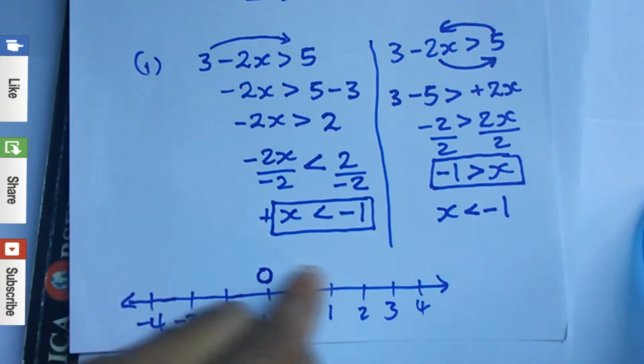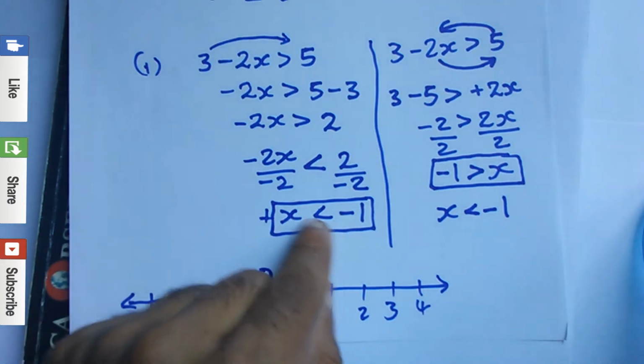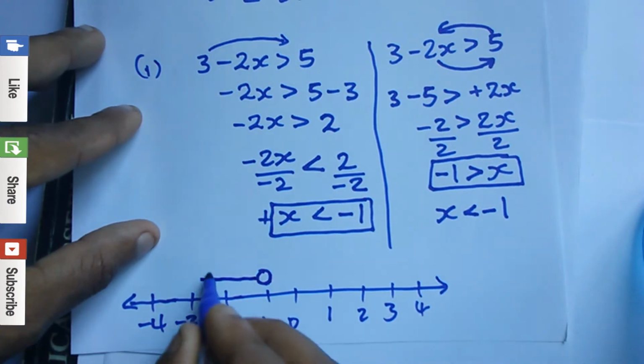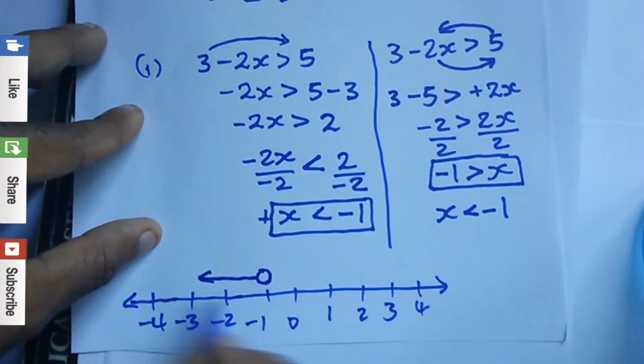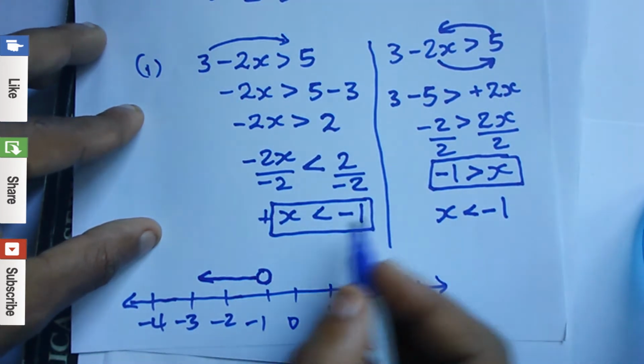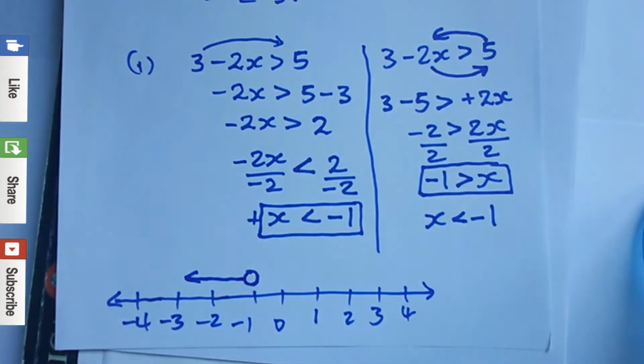Now, which side of this number line indicates that the values of x are less than minus 1? Now, we're going to point the arrow in this direction. So all values in this direction are less than minus 1. So remember, if we had an equal sign attached to this, we would have to shade the circle.